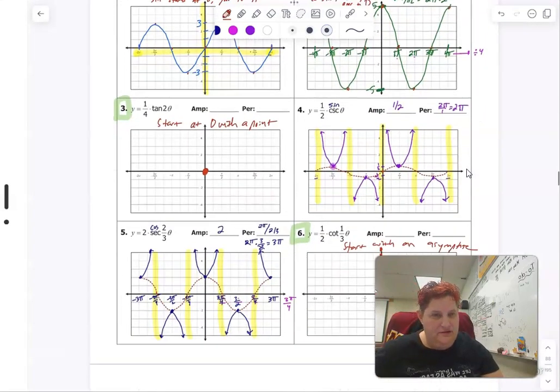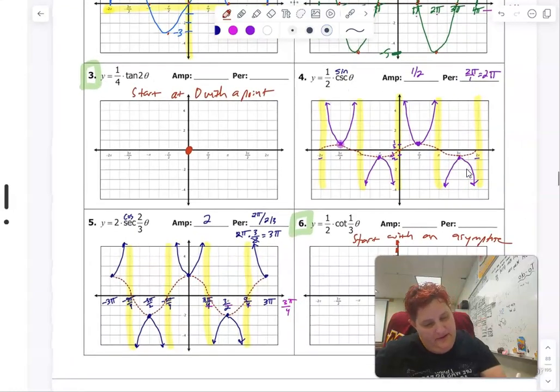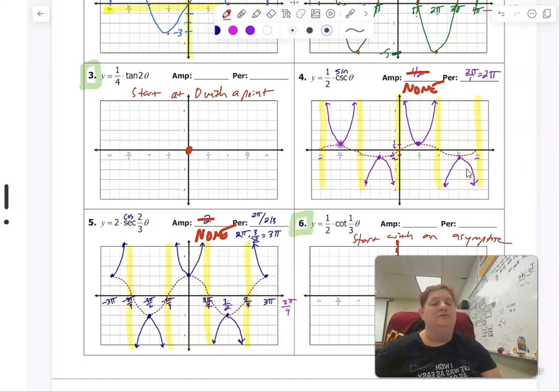Now, I just realized I kind of messed this up. The amplitude is 1/2, except for when we do secant, it's none. And this amplitude was 2 when we drew the cosine. But when we did the cosecant on number 4 and the secant on number 5, I should have put none for that. So try to remember to put none on all these ones that go up forever. That one doesn't really have an amplitude, although I will tell you what that number is for the 1/4 and the 1/2.